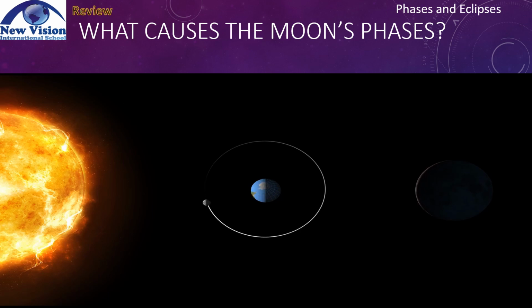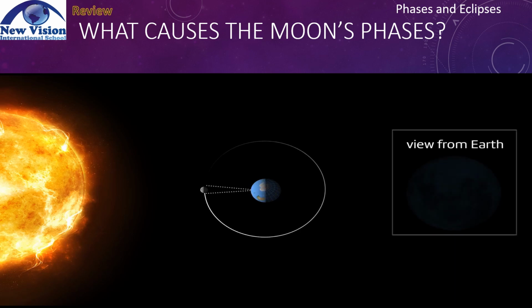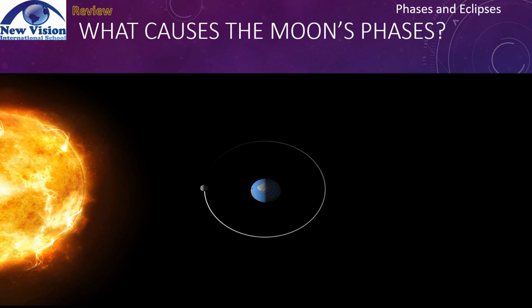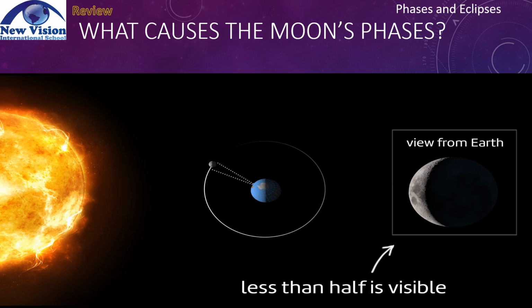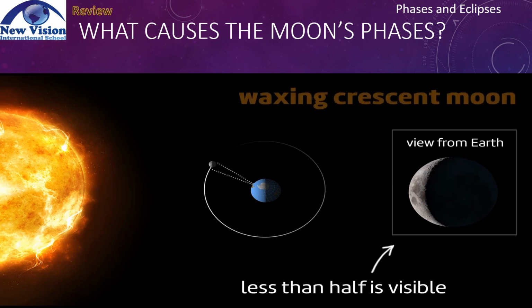When the moon is on the same side as the sun, we can only see its shadowed side. We call this a new moon. As the moon moves along its orbit, we see more and more of the bright side. The moon appears to grow, and we say that it's waxing. At first, we can only see a thin sliver of the light that reflects off the moon. We call this a waxing crescent moon.